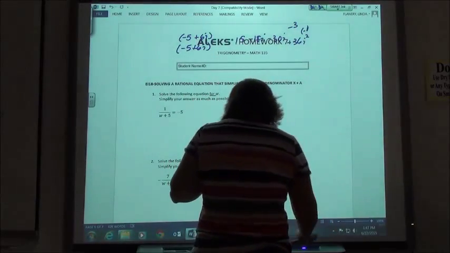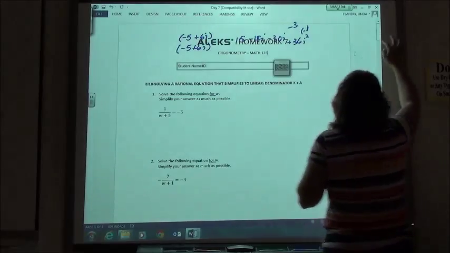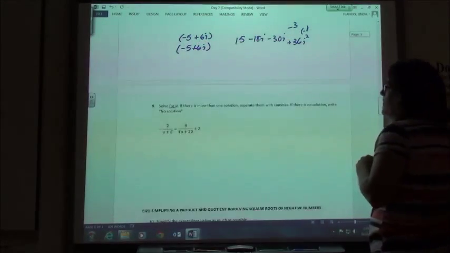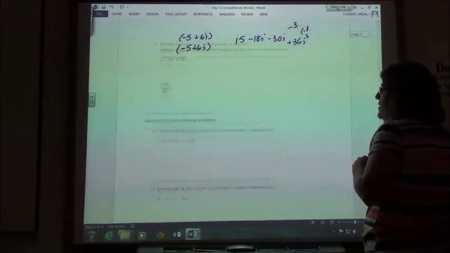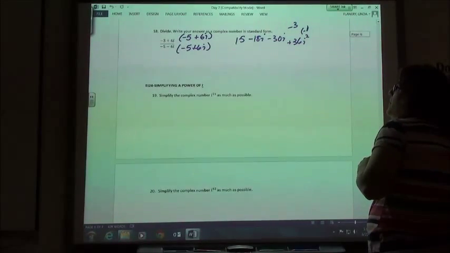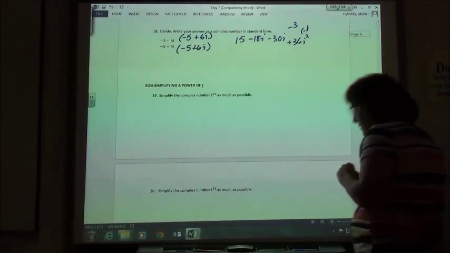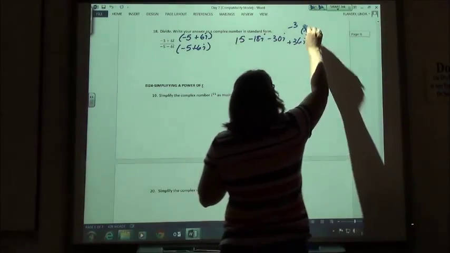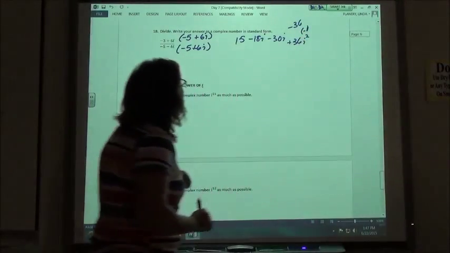Whoa, where did my board go? Let's move that down, back down to where we were at. Must have had my pen on the board too long.